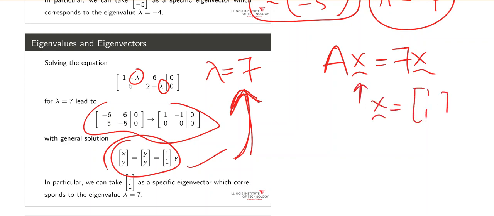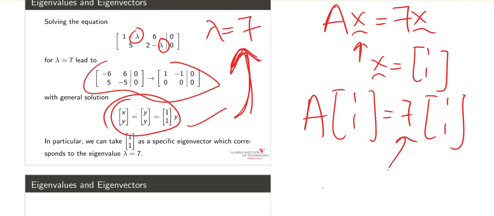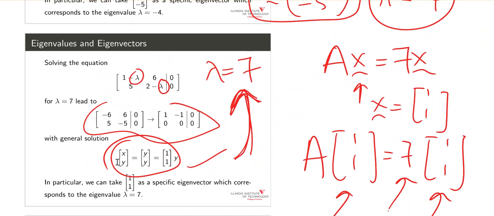You can also check your computation. A times (1, 1) actually will give you (7, 7). And again, by definition, this is going to be your eigenvalue, and this is going to be your eigenvector. So remember, computationally, it's pretty easy to find the eigenvalue and eigenvectors. First, you find the eigenvalue through the determinant, and then you substitute the lambda back into the linear equation and solve for x. And that's it. This is pretty straightforward in terms of computation.